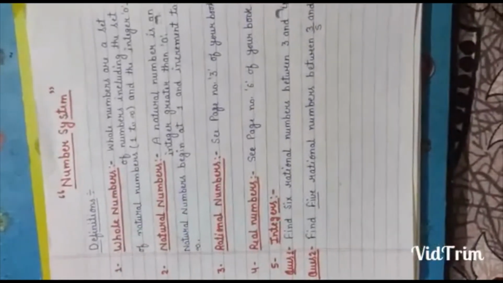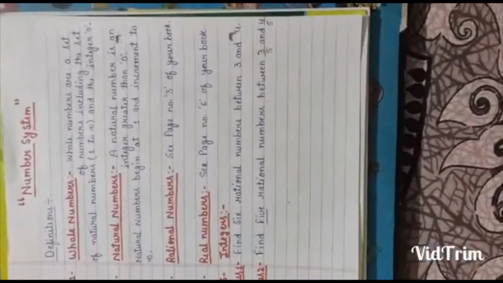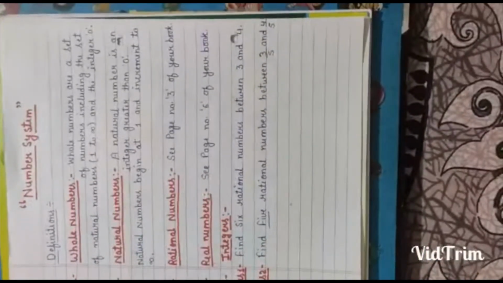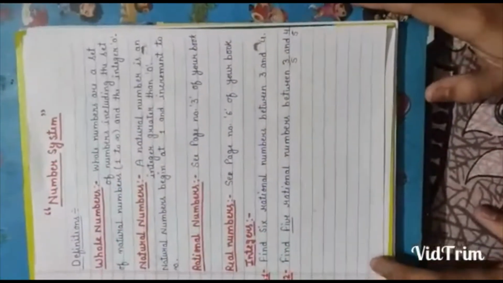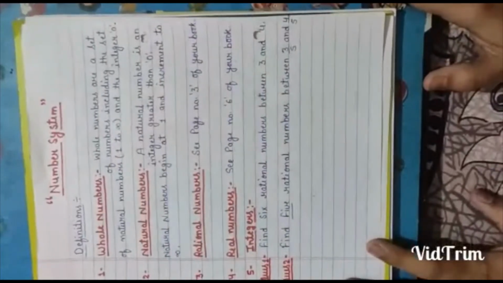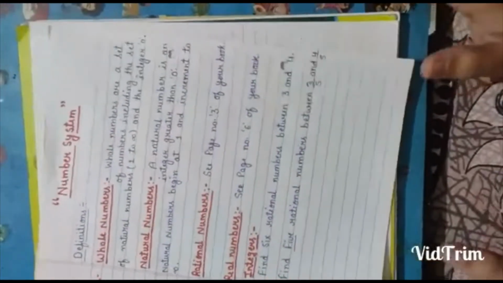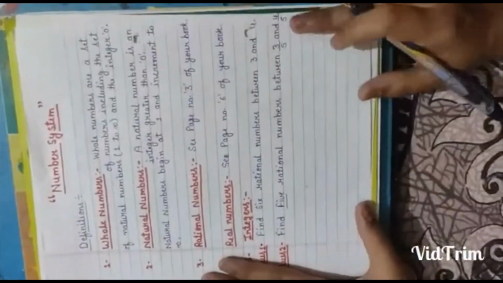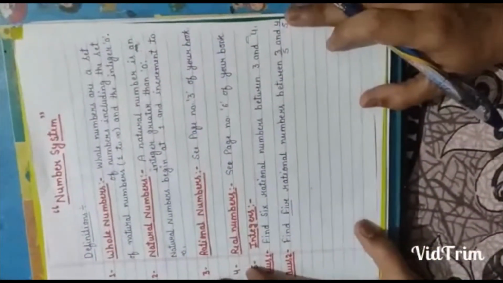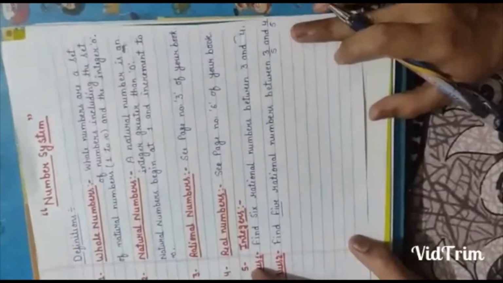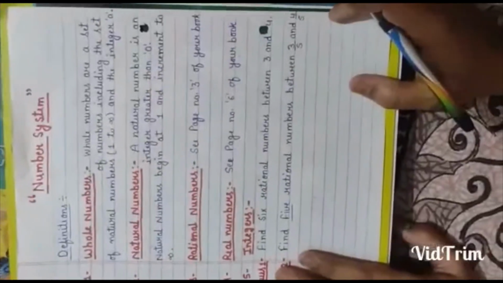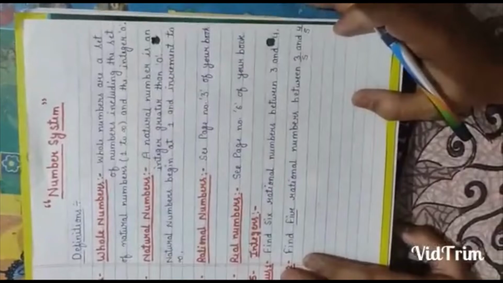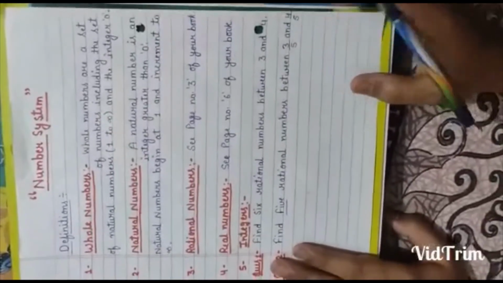Now I am going to start from chapter first, number system. Before starting, I have some basic definitions for you. The first one is whole number, second natural number, third rational number, fourth real number, and the last one is integers. Now I will explain each definition along with an example, and the first one is whole number.